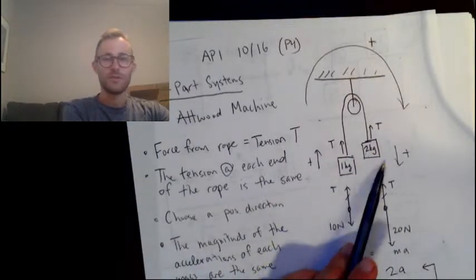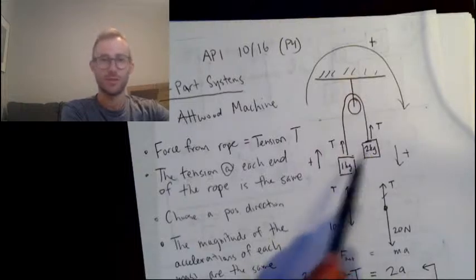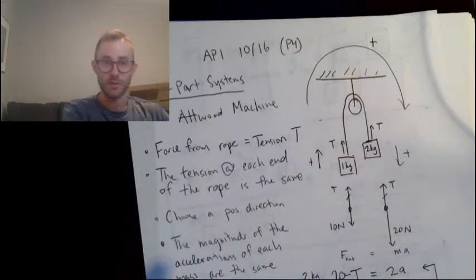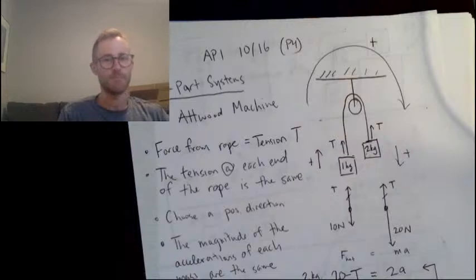So for this one, it's obvious that the system is going to move in this sense because the 2 kilograms is heavier than the 1 kilogram. It's going to be something like that where it's very clear cut. All right, so that's my lesson for today.